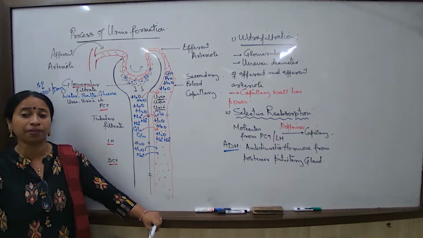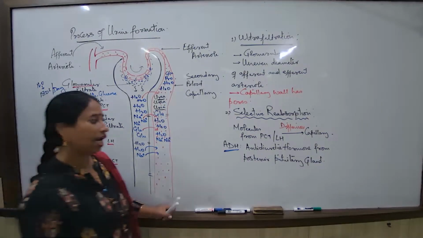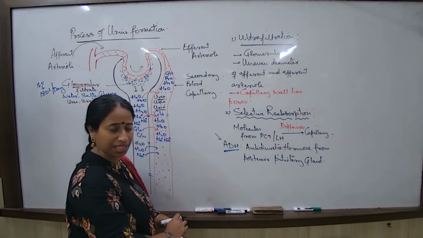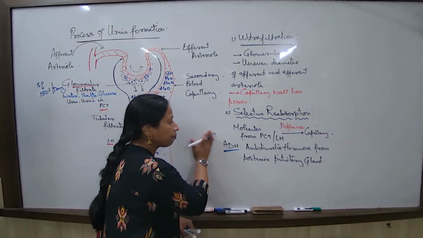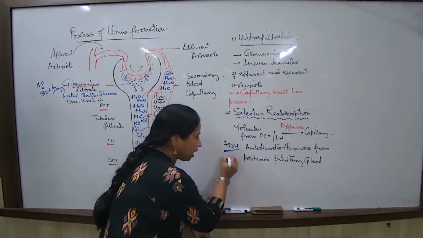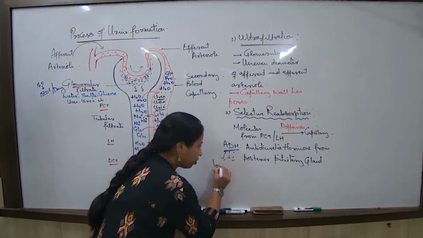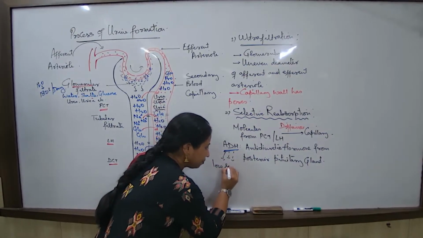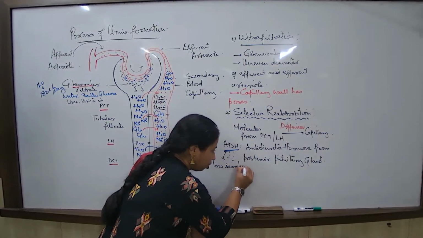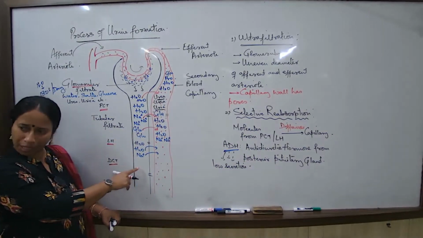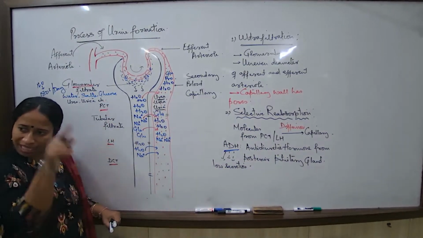Then what would happen if a person has a deficiency of ADH? If the secretion of ADH is very less, then what would happen? The amount of fluid which is there in the tubular part of the nephron, will it go back to the blood or will it all get excreted out?